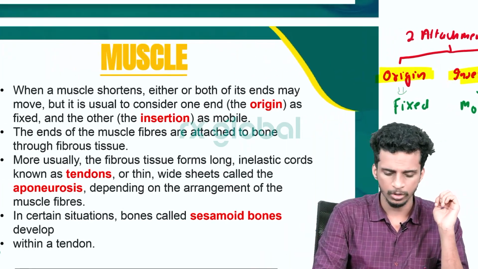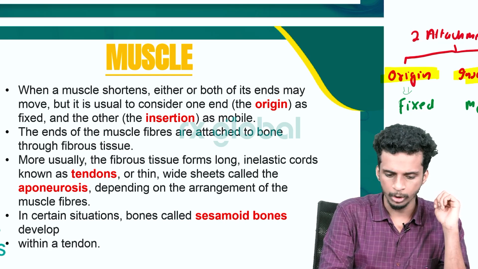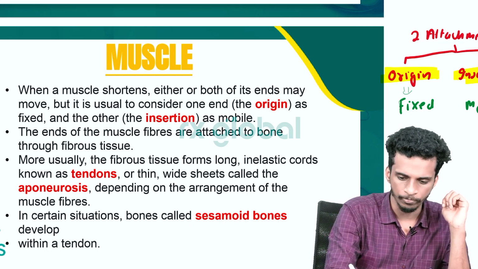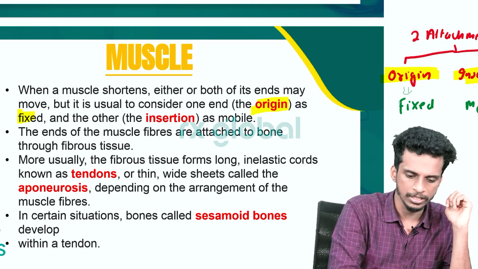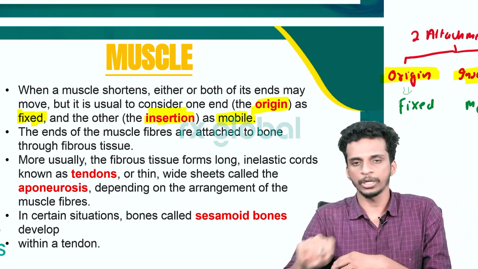I hope it's clear. So just see the definition. When a muscle shortens, either or both of its ends may move, but it is usual to consider one end, that means the origin, to be fixed, and the other end, which is called the insertion, to be mobile. So I'll show you an example.